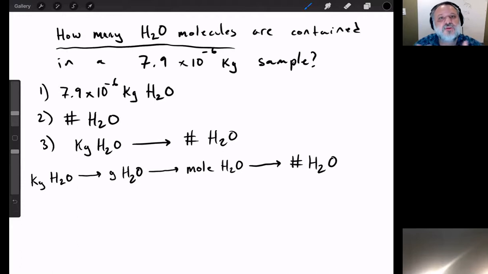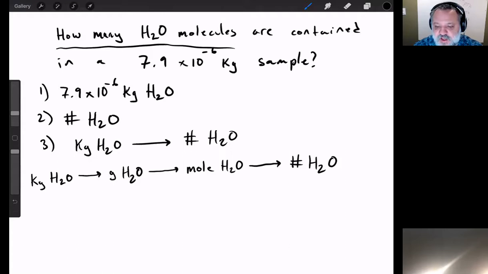And then once you know moles, as long as you use the relationship between moles and the number, and that number, remember what we called that number? The name of the number is Avogadro's number. That's 6.022 times 10 to the 23rd.